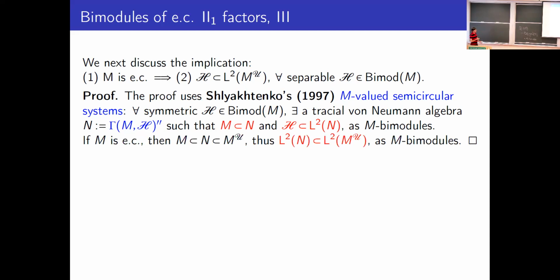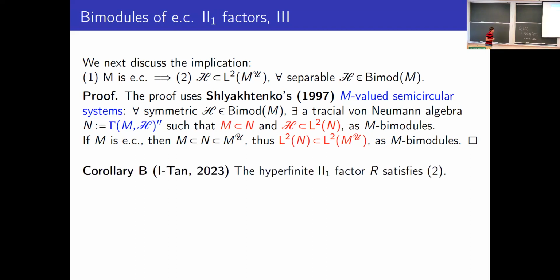So if we know that M is existentially closed, then of course any extension N of M can be realized in the ultrapower of M, and in particular L2 of N is a sub-bimodule of L2 of M to the U. But because H was inside L2 of N, I can now realize H inside of L2 of the ultrapower of M. So once you have Shlachtenko's construction, the implication from 1 to 2 is not particularly difficult.